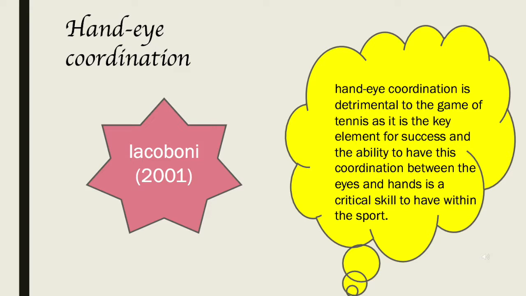When observing the participant, another observation identified was her hand-eye coordination. As evident in the tennis serve performed, the participant has thorough hand-eye coordination throughout the whole serve, as her eyes never leave the ball. Iacoboni, 2001, states that hand-eye coordination is detrimental to the game of tennis, as it is the key element for success, and the ability to have this coordination between the eyes and hands is a critical skill to have within the sport.